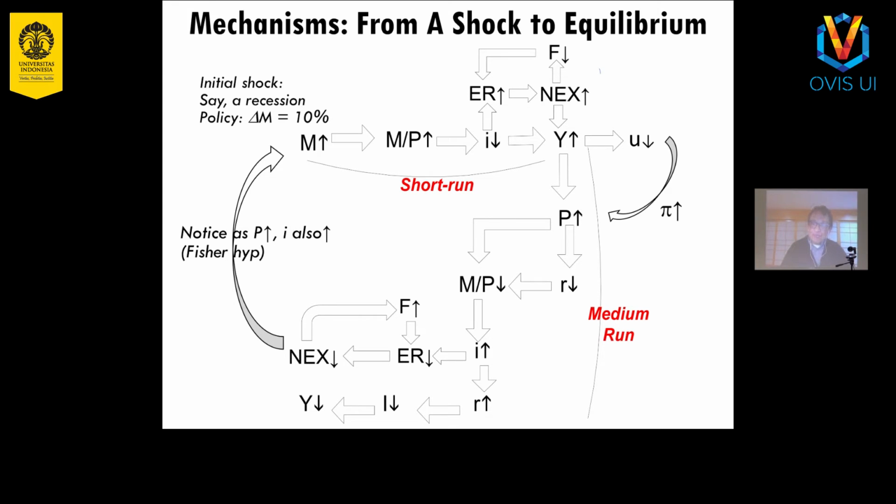Now, if export goes up, okay, so NEX goes up, there are two effects. Number one is it will have a positive effect on output. So that means the increase in output is caused by two forces. Number one is the lowering of the interest rate itself. Number two is the increasing amount of export. Okay. So that's one effect.